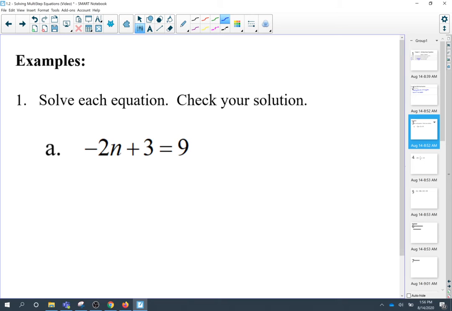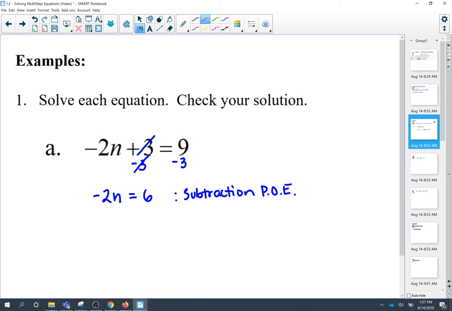This is a plus 3. The opposite of plus 3 is minus 3. So we're going to subtract 3 from both sides. A positive 3 and a minus 3 go to 0. We bring down the negative 2n. Equals 9 minus 3 is 6. Justification: we subtracted 3. That is your subtraction property of equality.